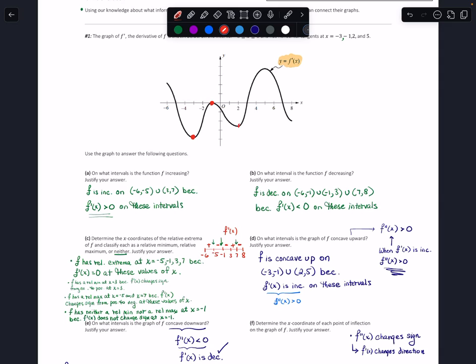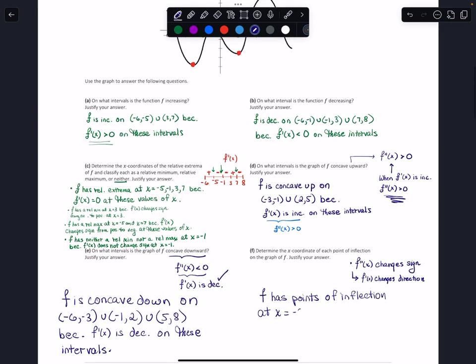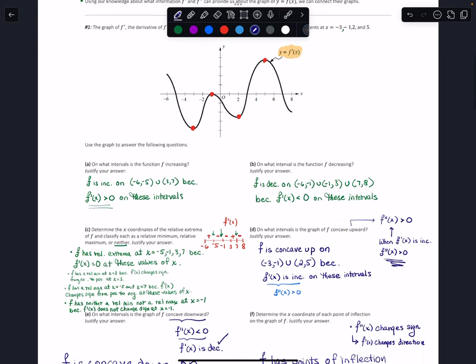I'm marking them off. These are the places where the slope of this graph would change sign, and so its derivative is changing sign. So there are 4 turning points on that graph: -3, -1, 2, and 5. So I'm going to say, finish this one off, thankfully, and move on to something else here. F has points of inflection at x equals, so I got to list them all out. That's fun. -3, -1, 2, and 5.